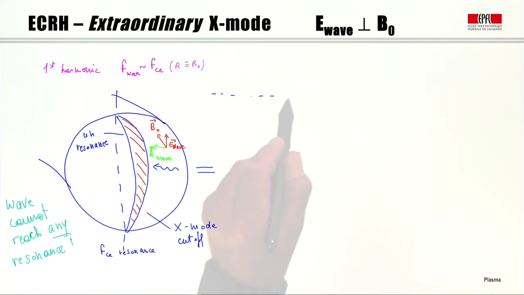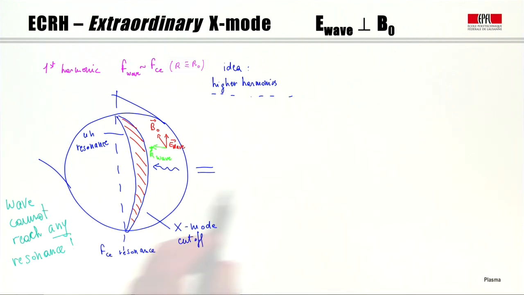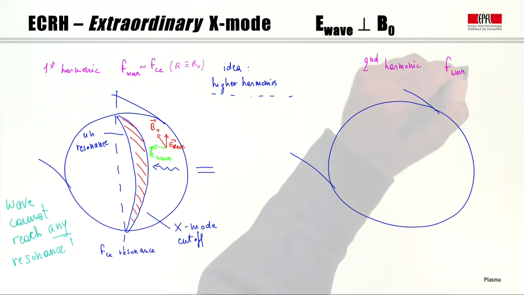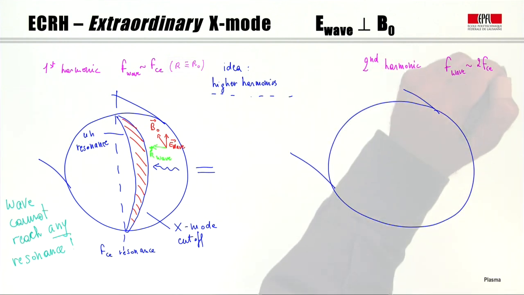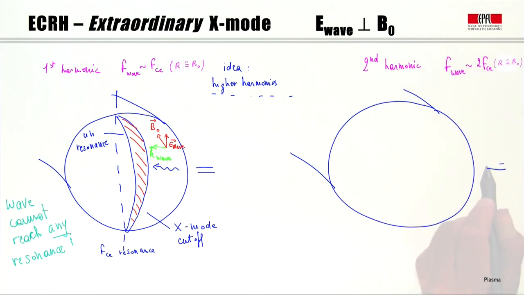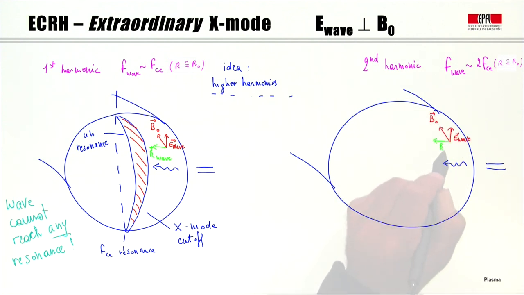Well, the idea is to go to higher harmonics, say the second or even third harmonic of the electron cyclotron frequency. Let's take the example of the second harmonic. The frequency of the wave will be chosen to correspond roughly to 2 times the electron cyclotron frequency, say in the plasma core or close to the center. I'm still coming from the low field side with my wave, exact same way as before. The electric field perpendicular to B0 and with the wave vector that's directed radially.